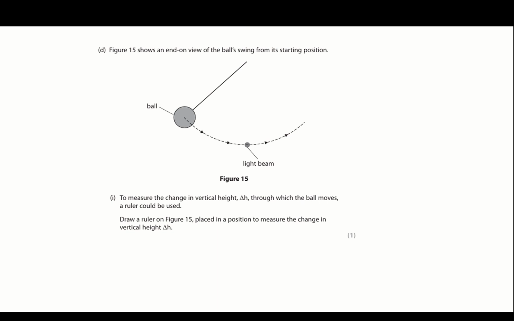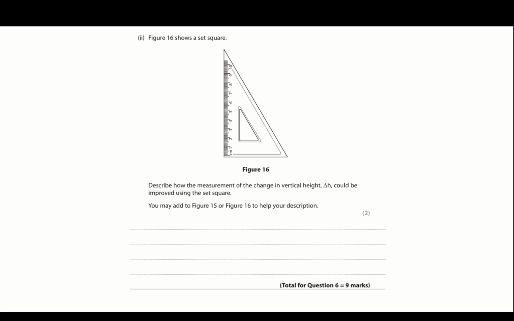The next one, figure 15 shows an end-on view of the ball's swing. To measure the change in vertical height, draw a ruler placed in position to measure the change in height. So I've just got to make sure I've got a ruler that covers from here to here. So as long as, and let's just place a ruler straight by the side. So there we go, and that will make sure. I would argue that you could do with a little pointer to measure it a bit more precisely. But there we go, that's a nice easy one.